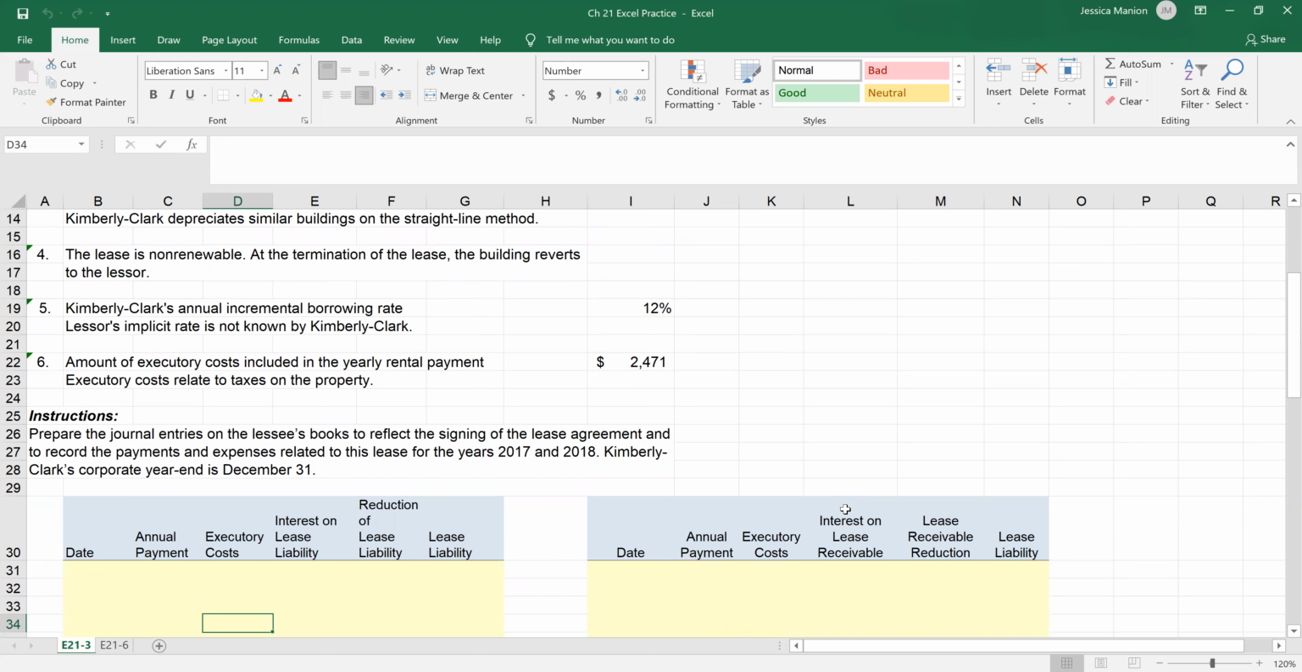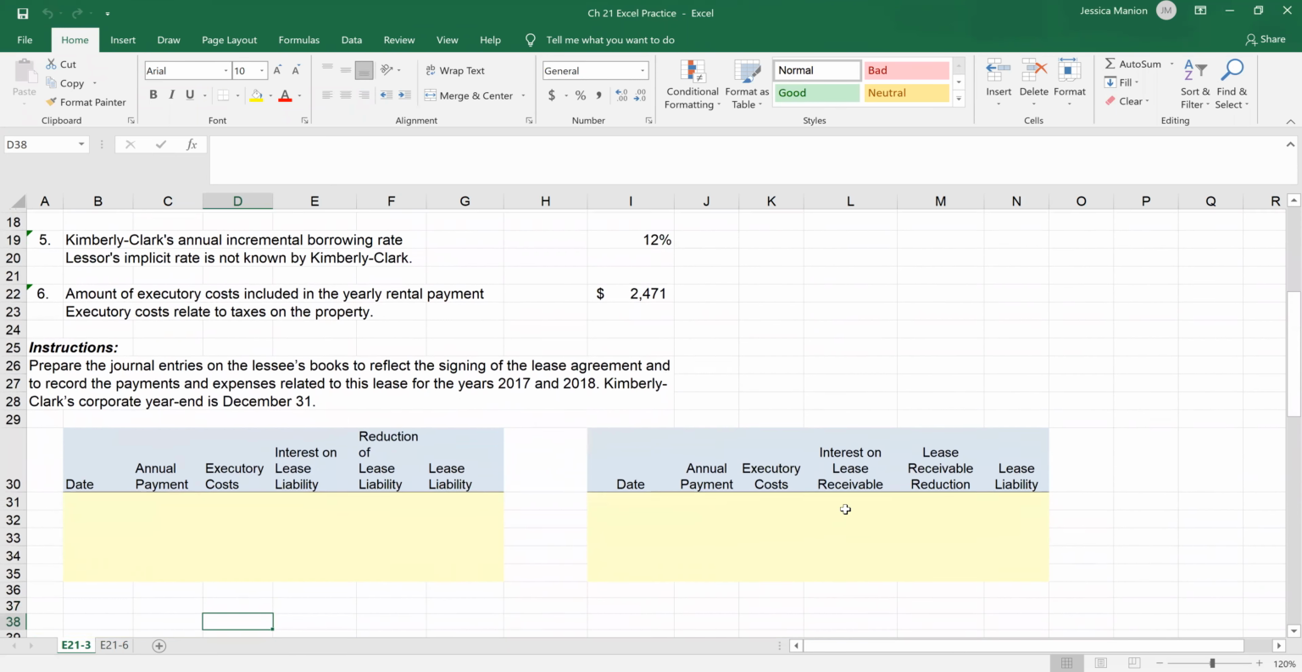And then there is the amount of executory cost included in the yearly rental payment, and these relate to taxes on the property. Instructions: prepare the journal entry on the leasee's books to reflect the signing of the lease agreement and to record the payments and expenses related to this lease for years 2017 and 2018. Kimberly Clark's corporate year end is December 31.